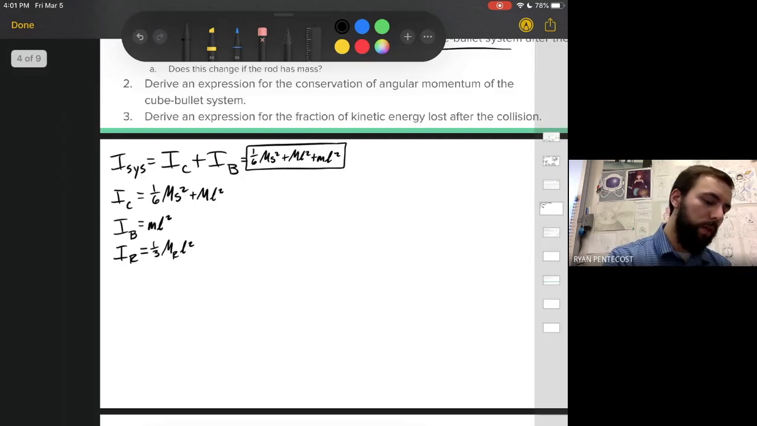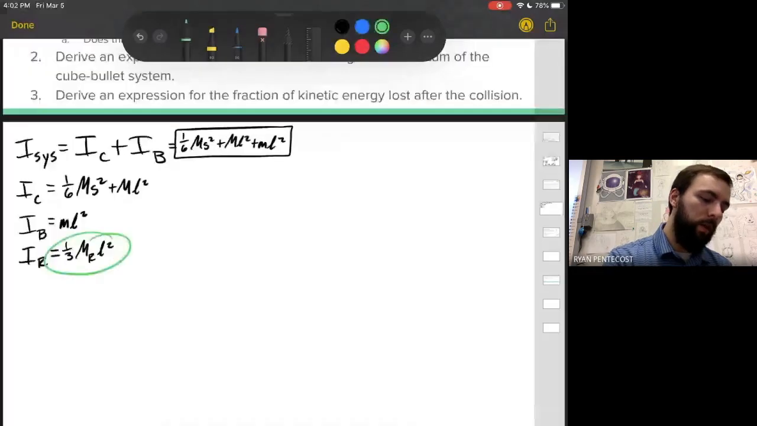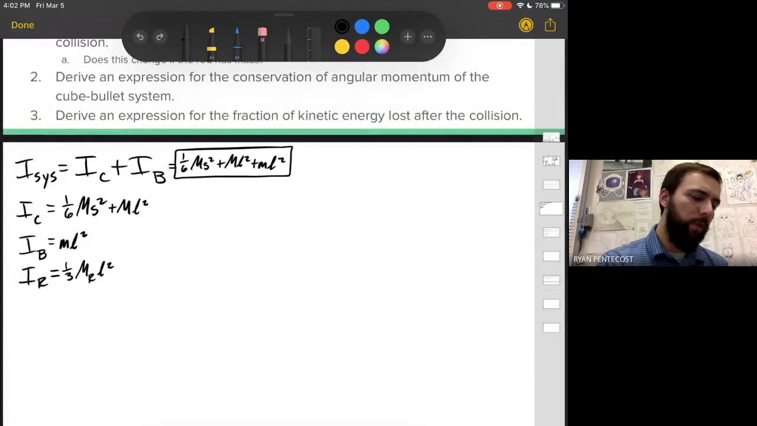You would just take that and tack it on the end there. Not too much to add. Now, number 2, derive an expression for the conservation of angular momentum of the cube bullet system.